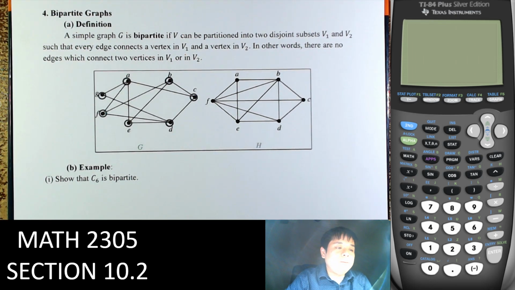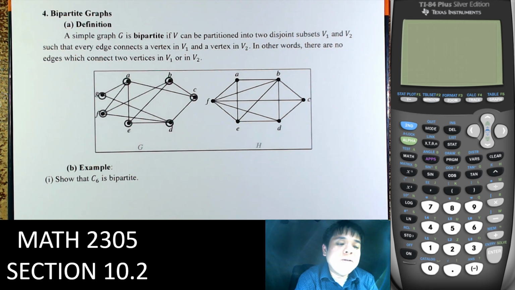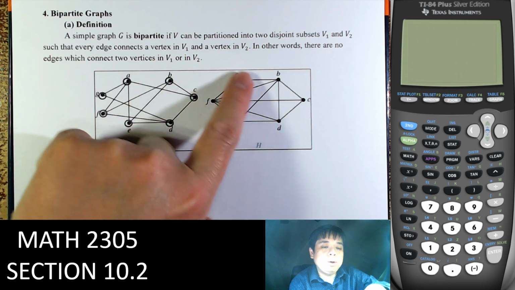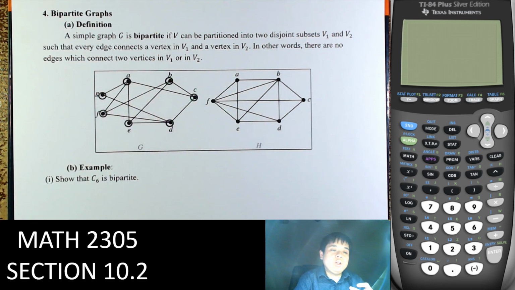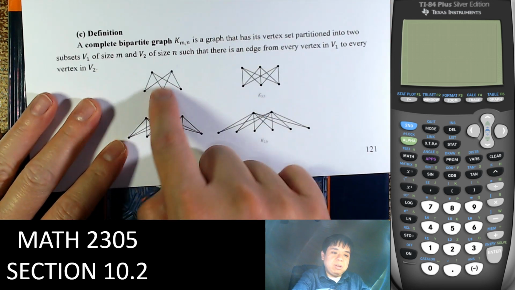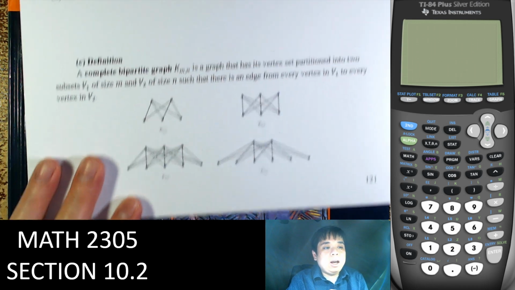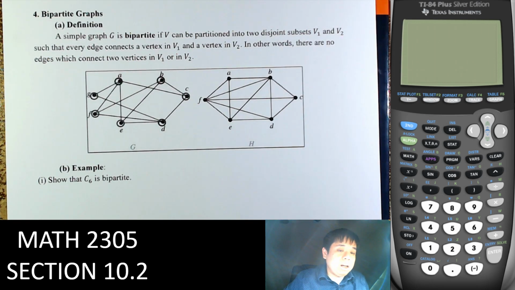Next, bipartite graph. A simple graph is bipartite if V can be partitioned into two disjoint sets V1 and V2 such that every edge connects a vertex in V1 to a vertex in V2. In other words, there are no edges connecting two vertices in V1 or two vertices in V2. So pretty much they have two sets, like the one on top and the one at the bottom here. It's completely separate.